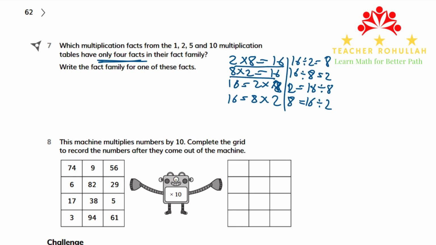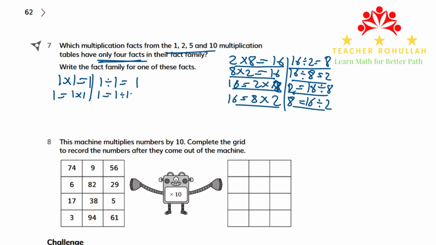1, 2, 3, 4, 5, 6, 7, 8. But the numbers that we have over here have only 4 facts. All of them have only 4 facts. How? 1 times 1 is 1, and 1 equals 1 times 1. 2 facts. And 1 divided by 1 is 1, and 1 is equal to 1 divided by 1. We can have only 4 facts for the fact family of 1.